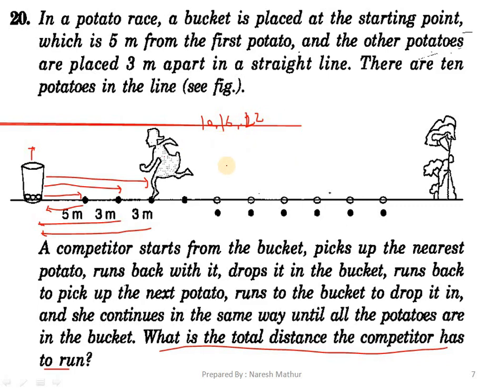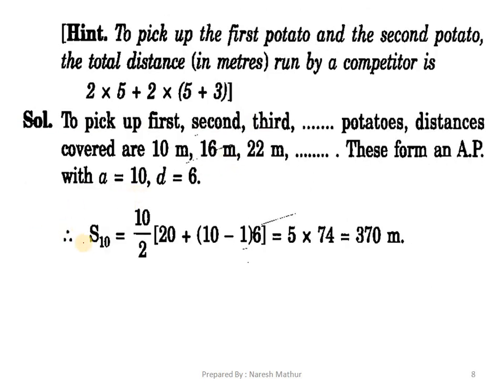Now we can put the values and find the value of Sn because we need to find the total distance she has to run. So a is 10 here, d is 6, and n is 10 because the total number of potatoes is 10, and we can find Sn. Just put these values in Sn equals n by 2 times (2a plus (n minus 1)d), so the competitor has to run 370 meters for this game.